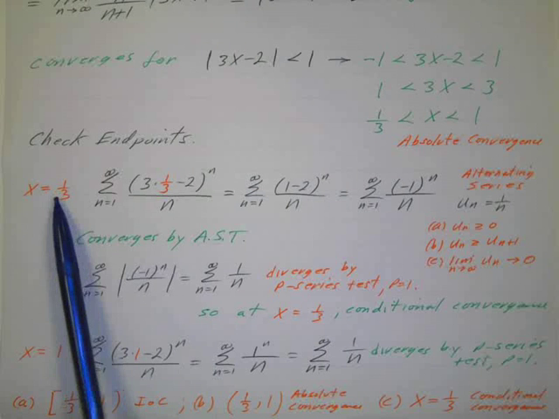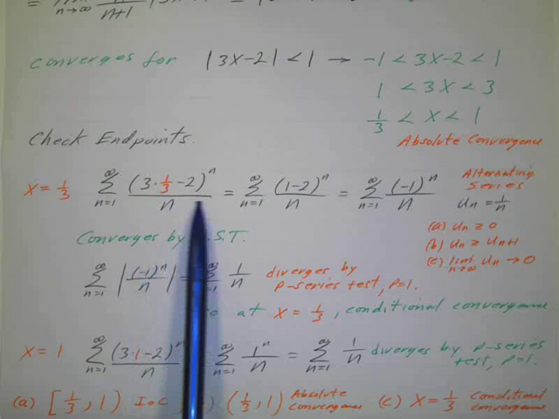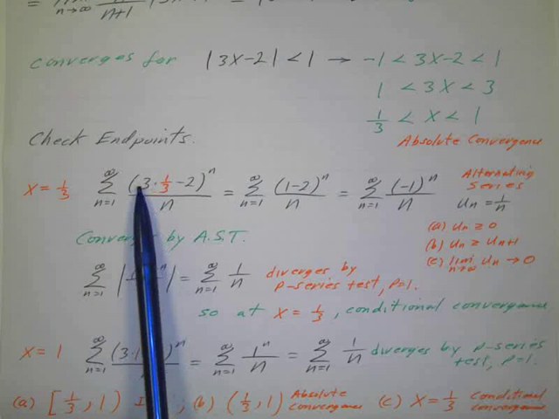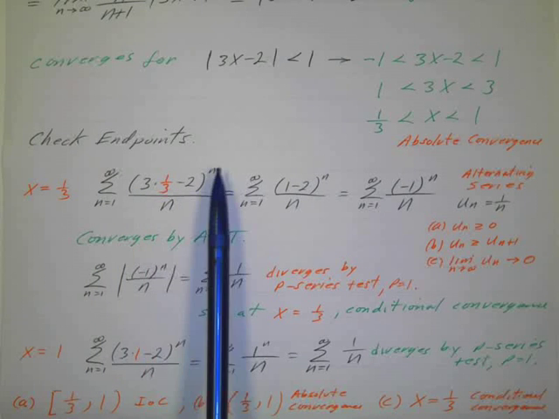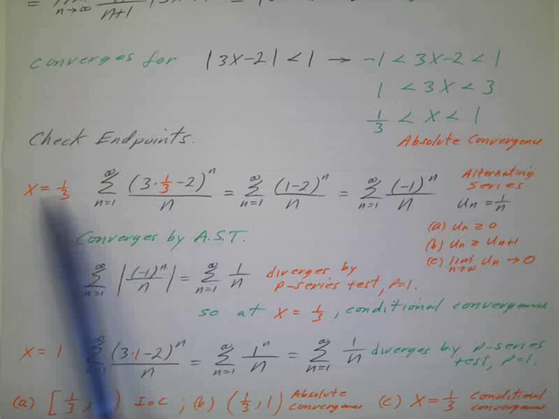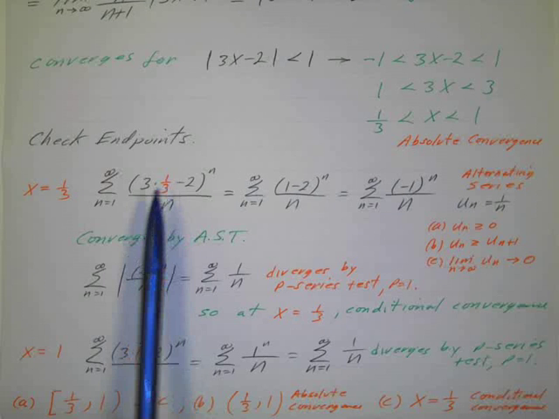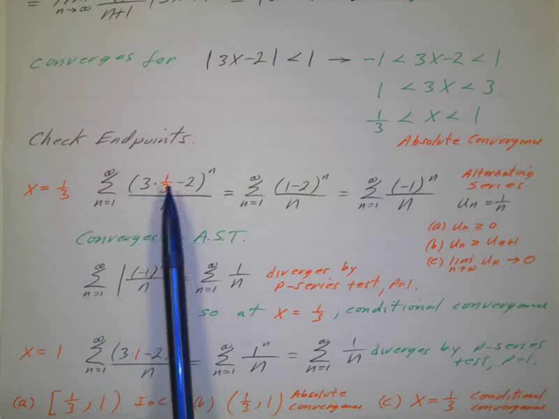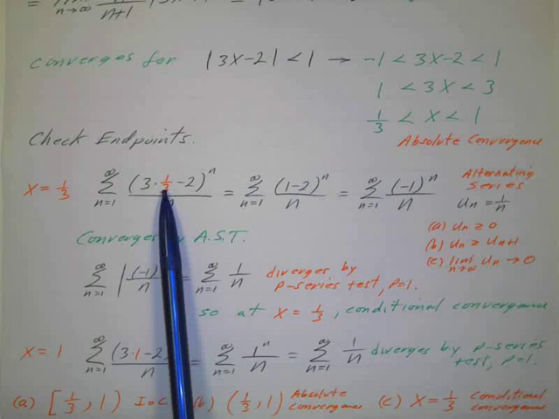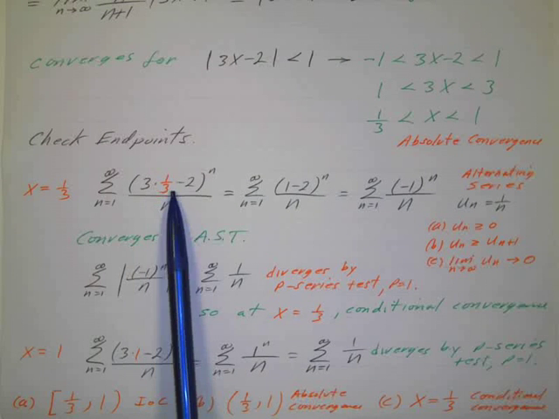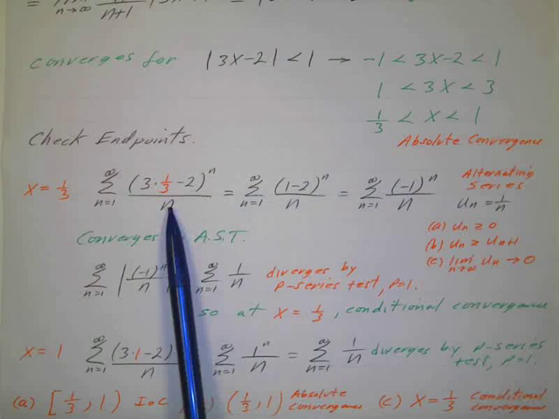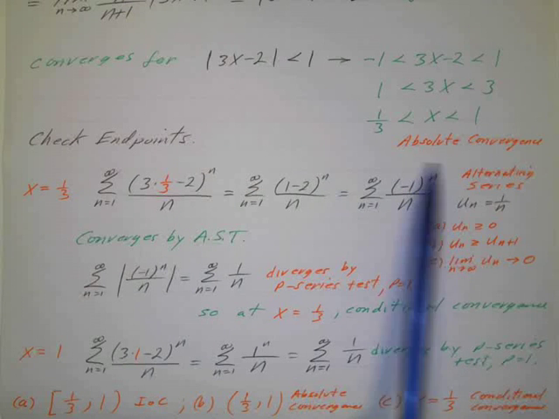First of all, I'll take x equals 1/3 and put that back in the original series. Remember, the original series was the summation n equals 1 to infinity of (3 times (x minus 2))^n over n. Now I'm going to put 1/3 for the x. Sometimes it's a little hard to see where this comes from. So I'm putting this right in the original series, and I'll simplify it. 3 times 1/3 is 1. 1 minus 2 is negative 1, over n.